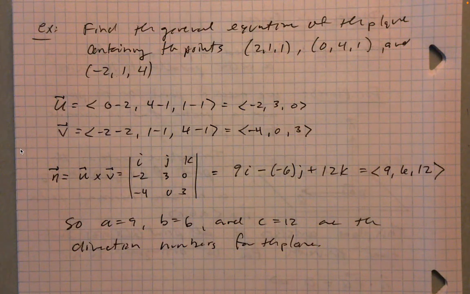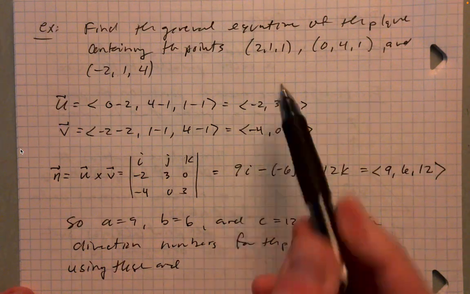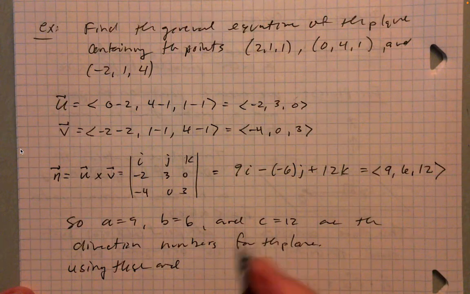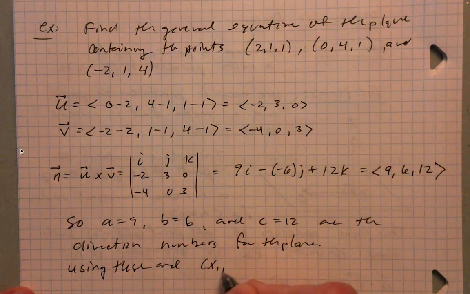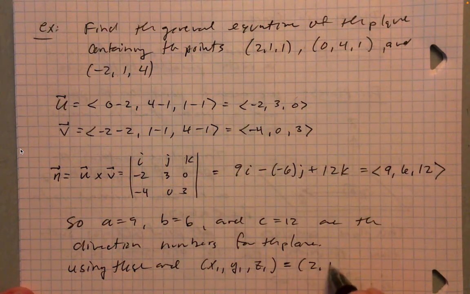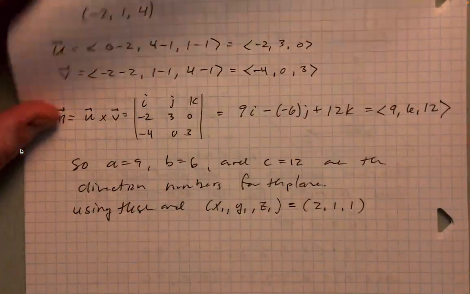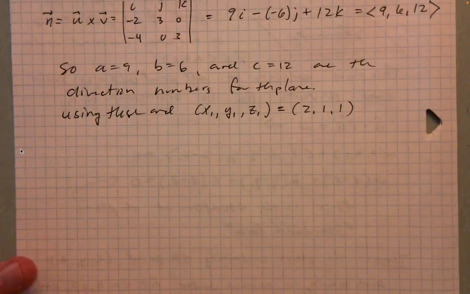Okay, and so then what can we do? Well, we just plug all of this into the standard equation form. We can pick any of the 3 points up above, but let's use x1, y1, z1 equal to 2, 1, 1. Okay, let's just use that. We'll plug that into our standard equation.